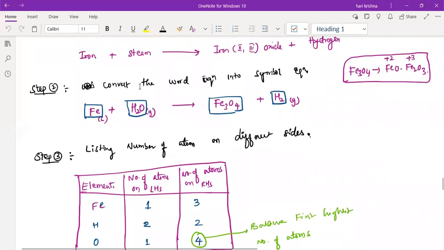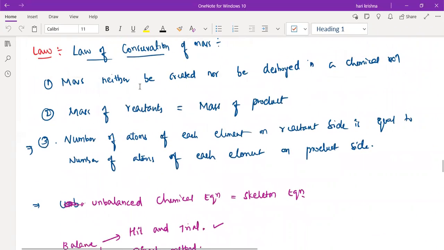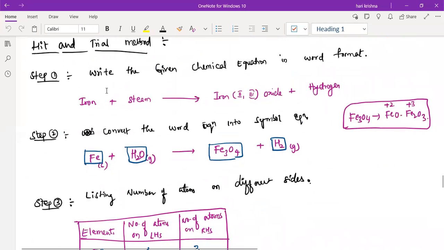Okay. So if you see this problem, iron plus water gives rise to Fe3O4 plus H2. But if you take iron, it is there only at one position on the reactant side, and on the product side also we have the iron only at one position. If you take hydrogen also, on the reactant side it is there only at one position, and on the product side also we have only one position. Oxygen also same. Yes or no? Are you understanding what is the meaning of position? Yes, sir.